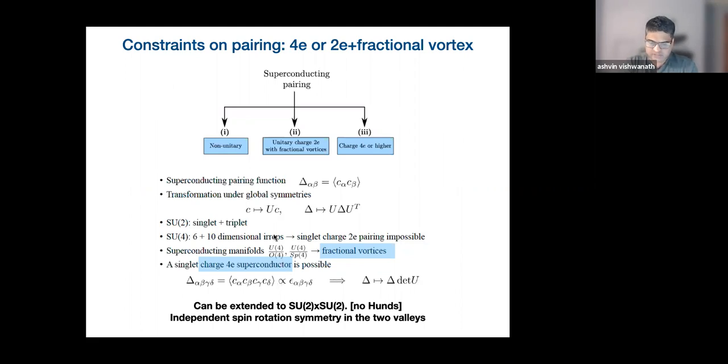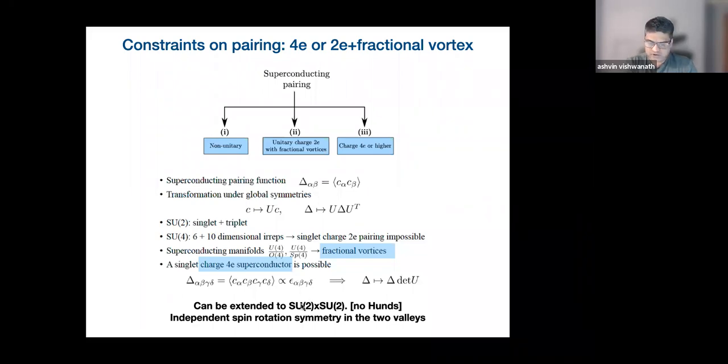Okay, so these arguments are very easy to make for the case of SU4 symmetry. That's not what we have. The symmetry that we have is actually SU2 spin rotation. And if you ignore Hund's coupling between the two valleys, so if you say there's independent spin rotation in the two valleys, you can extend it to SU2 times SU2.